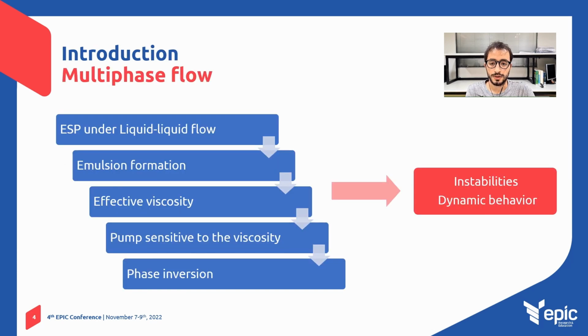Our main motivation is that during the artificial lift process, the electrical submersible pumps, or ESP, may face multi-phase flow scenarios. In this context, one possible multi-phase flow scenario is a liquid-liquid two-phase flow, which is composed of two immiscible liquids, such as oil and water. The emulsion affects the ESP negatively by changing the fluid effective viscosity. Also, the emulsions are subject to phase inversion problems, which cause an abrupt change in the fluid viscosity. These effects cause ESP instabilities, which are a dynamic behavior.